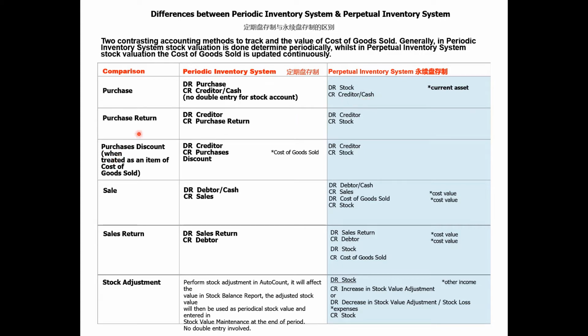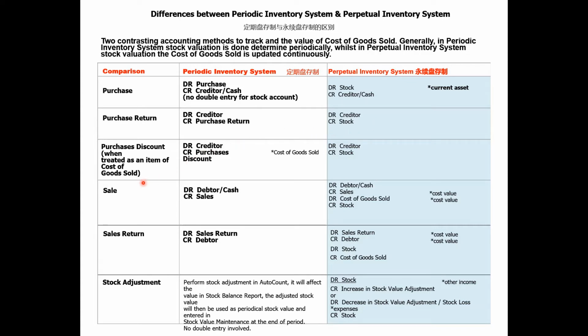So when you do a purchase return in periodic inventory system, it will be recorded as debit creditor and credit purchase return. And whereas in the perpetual inventory system, it will debit the creditor and it will credit the stock. Because this is a purchase return, so the stock value will be reduced. That's why it credit the stock account, right?